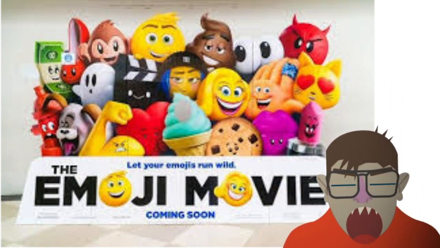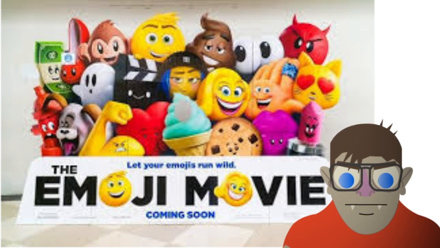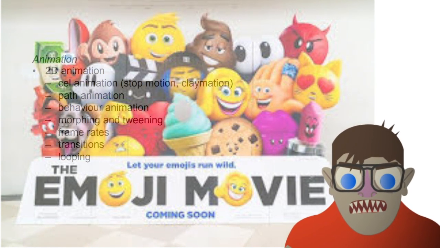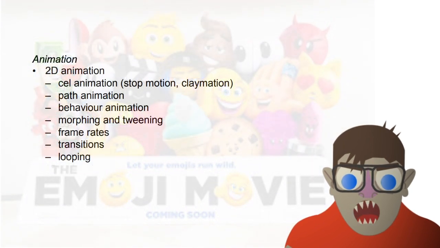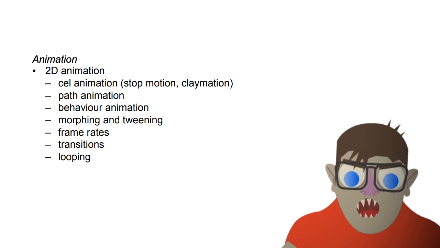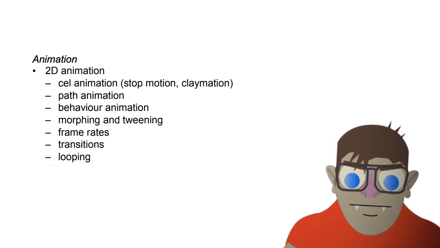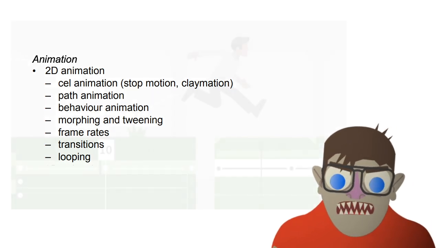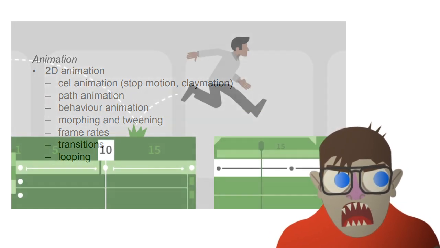But you can do some really cool stuff with 3D animation, don't get me wrong. Okay, so we've talked about path animation. Now let's continue talking about path animation. So we've got tweening and in-betweening. So tweening is what we call those computer-generated frames in between point A and point B.